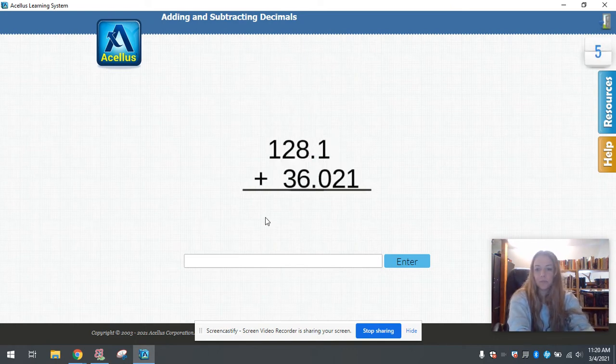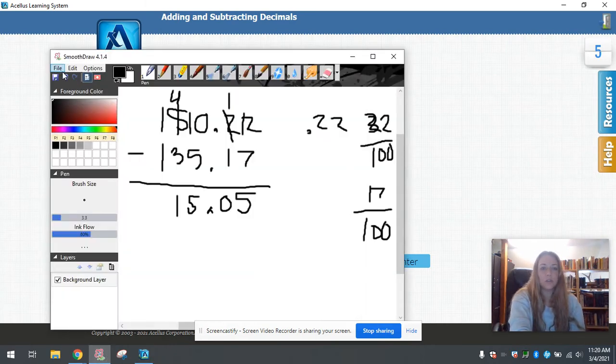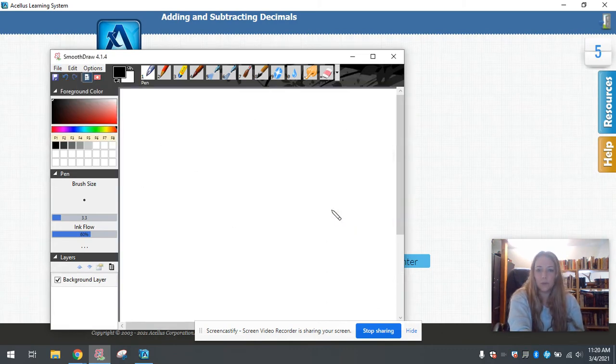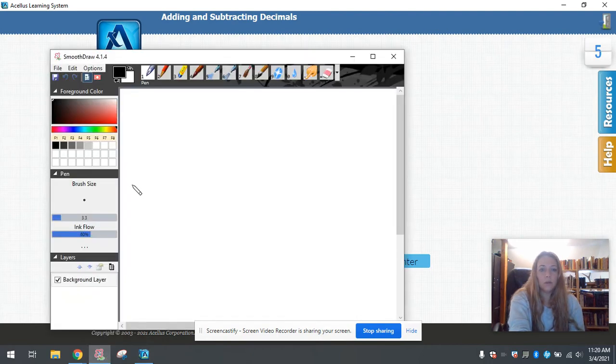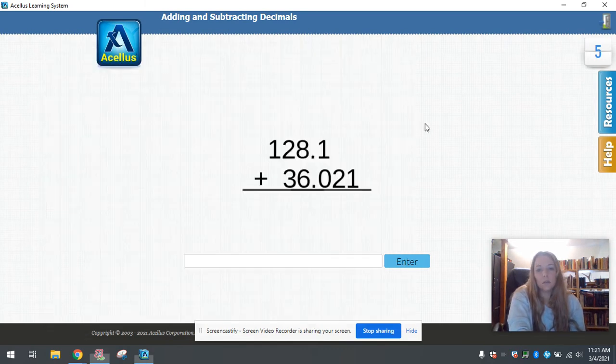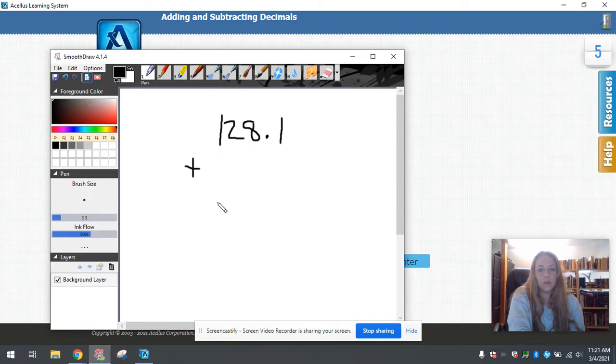Okay, adding. Now, I wrote the decimal here without the zeros, which, like on the last one, they'd filled in the zeros. And I like to do that if I've got a vertical problem. Of course, you can put this in the calculator. Let's do this one for realsies, using our brains. 128.1 plus 36.021.